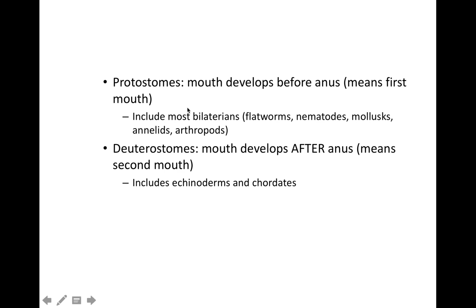If the mouth develops before the anus, meaning the fate of the blastopore is the mouth, those are protostomes. This includes our bilaterans: flatworms, nematodes, mollusks, annelids, and arthropods. And deuterostomes means that the mouth develops after the anus, which means the blastopore will become the butt. So echinoderms and chordates, and we belong to the chordates.